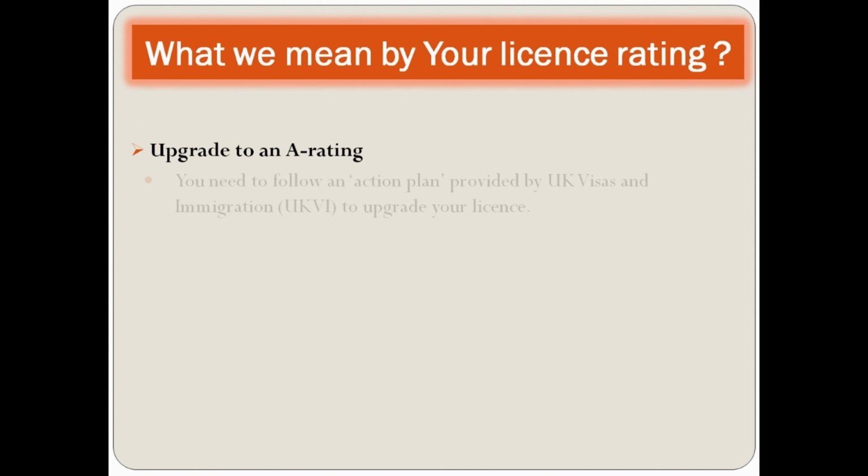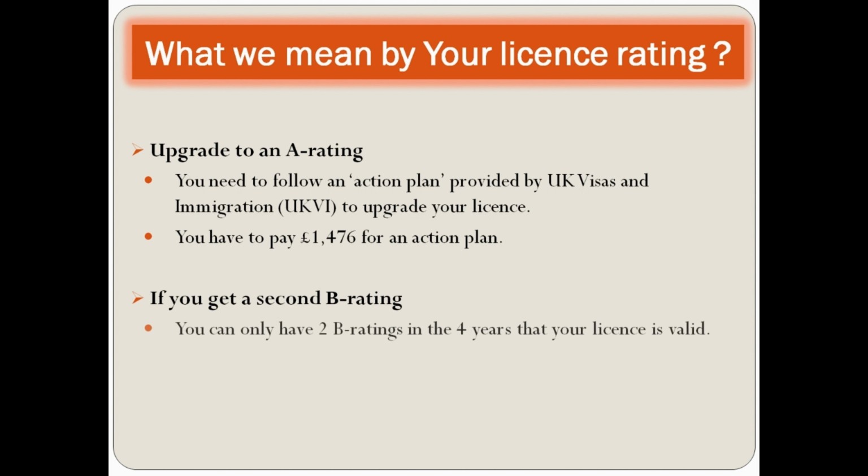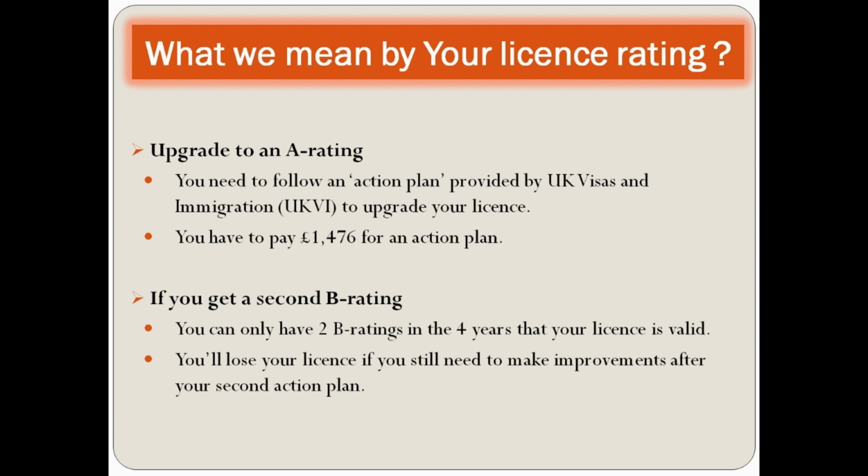Upgrading to an A rating: you need to follow an action plan provided by the UK Home Office to upgrade your license. You have to pay £1,476 as a fee for the action plan. If you get a second B rating, you have options. If you get two consecutive B ratings in 4 years, your license is still valid. You lose your license if you still need to make improvements after your second action plan.